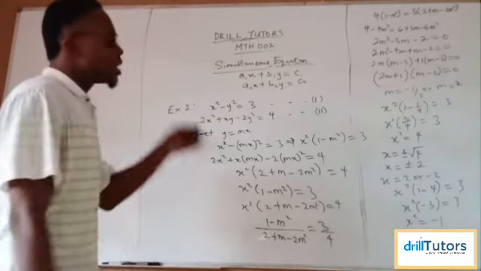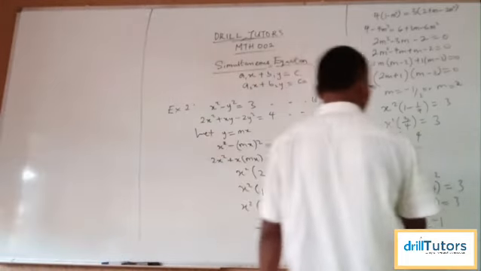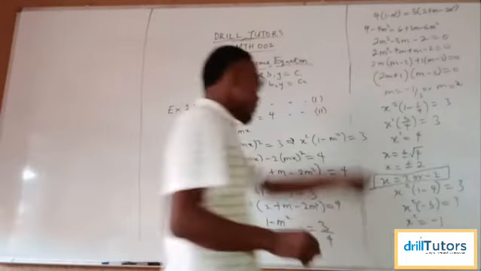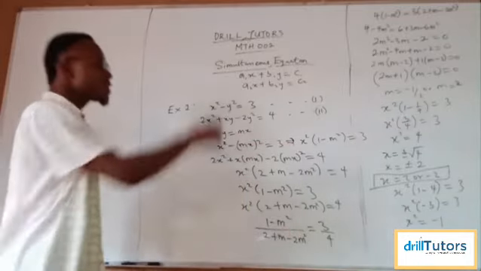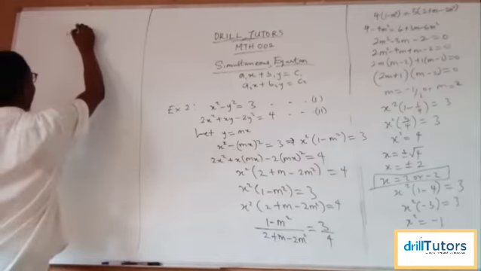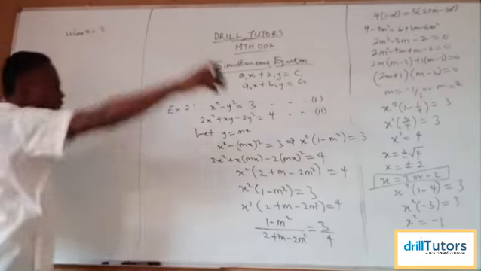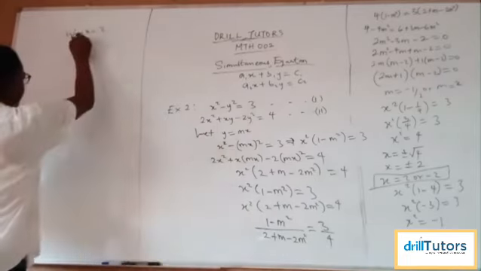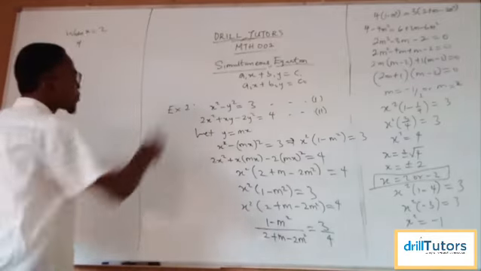Okay, let's go now. So we have gotten the value of our x, which is this. Take note of this guy. x is equal to 2 or x is equal to minus 2. So when x is equal to 2, what will be the value of y? From here, this is 4, right?